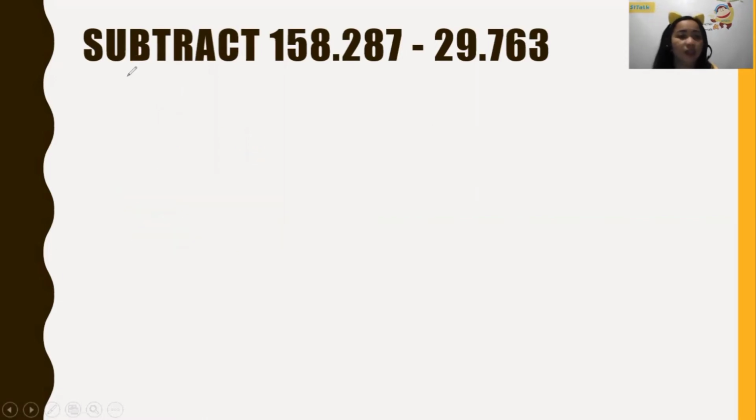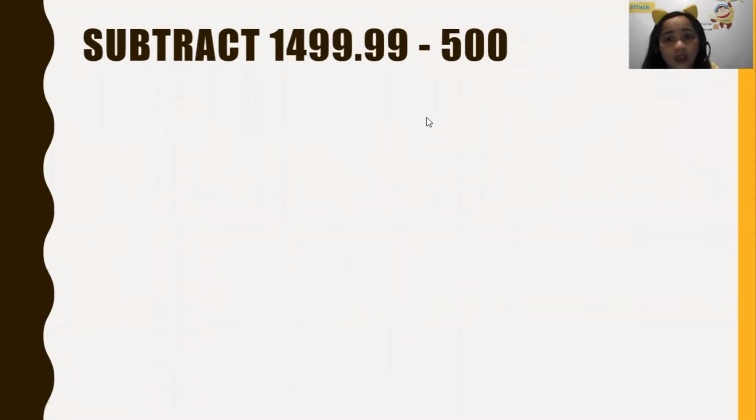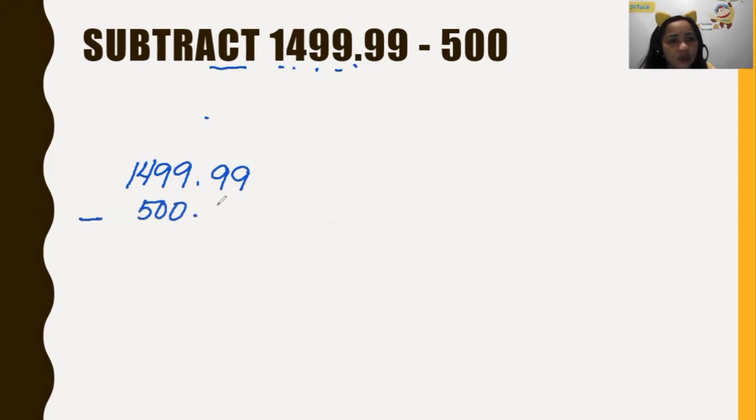Now, let's have another example wherein we also have a whole number here. I copied the example from addition, but I just changed the operation. So we have here 1,499 and 99 hundredths minus 500. Now, let us write that in column. 1,499 and 99 hundredths minus 500.